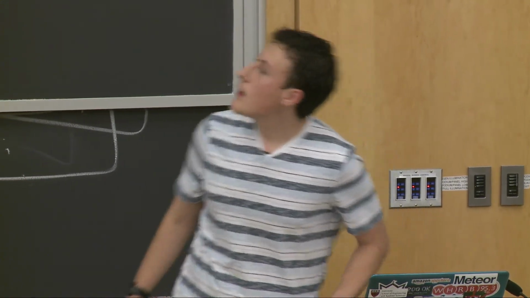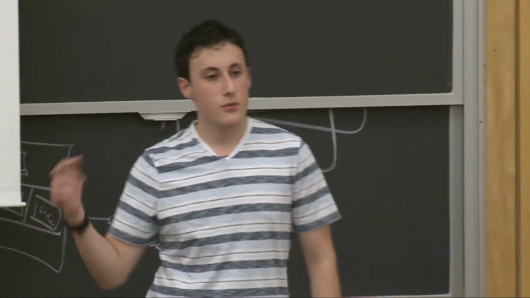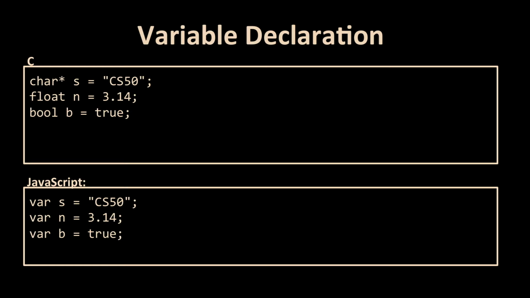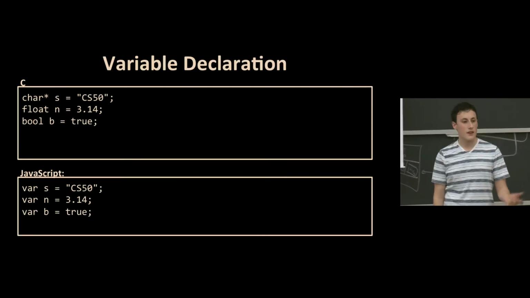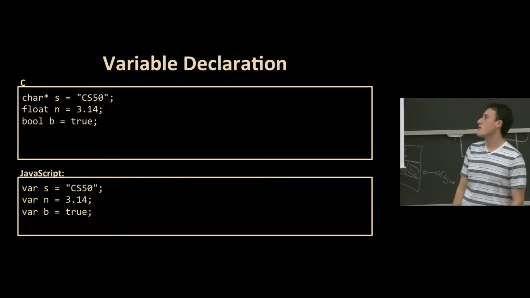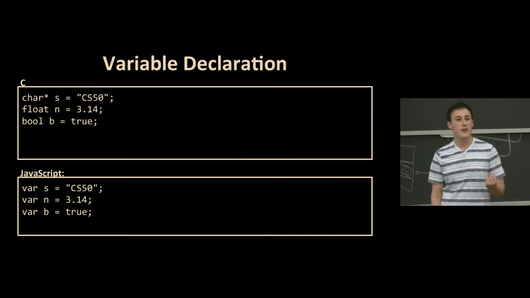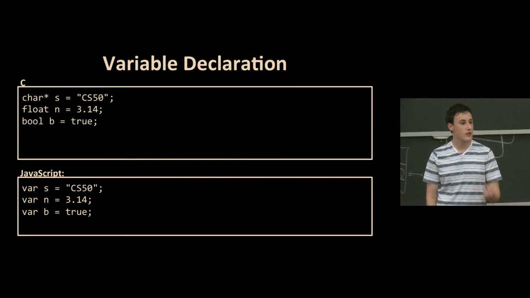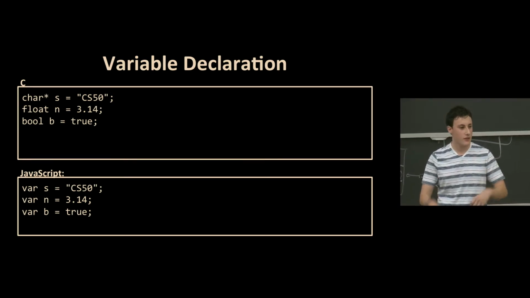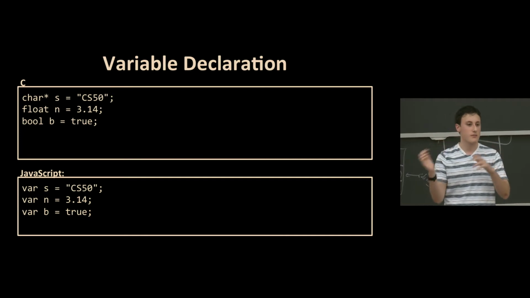So with that out of the way, let's cover a bit more JavaScript. In C, we have types. Whenever we created a new variable, we had to say that it's char star or string, in the case of CS50. Or if we had a decimal number, we had to say float. If we needed a boolean, we had to say bool. And then once we had something that was a bool, it had to stay a bool. We couldn't magically change it to an int unless we wrote in parentheses int of b.